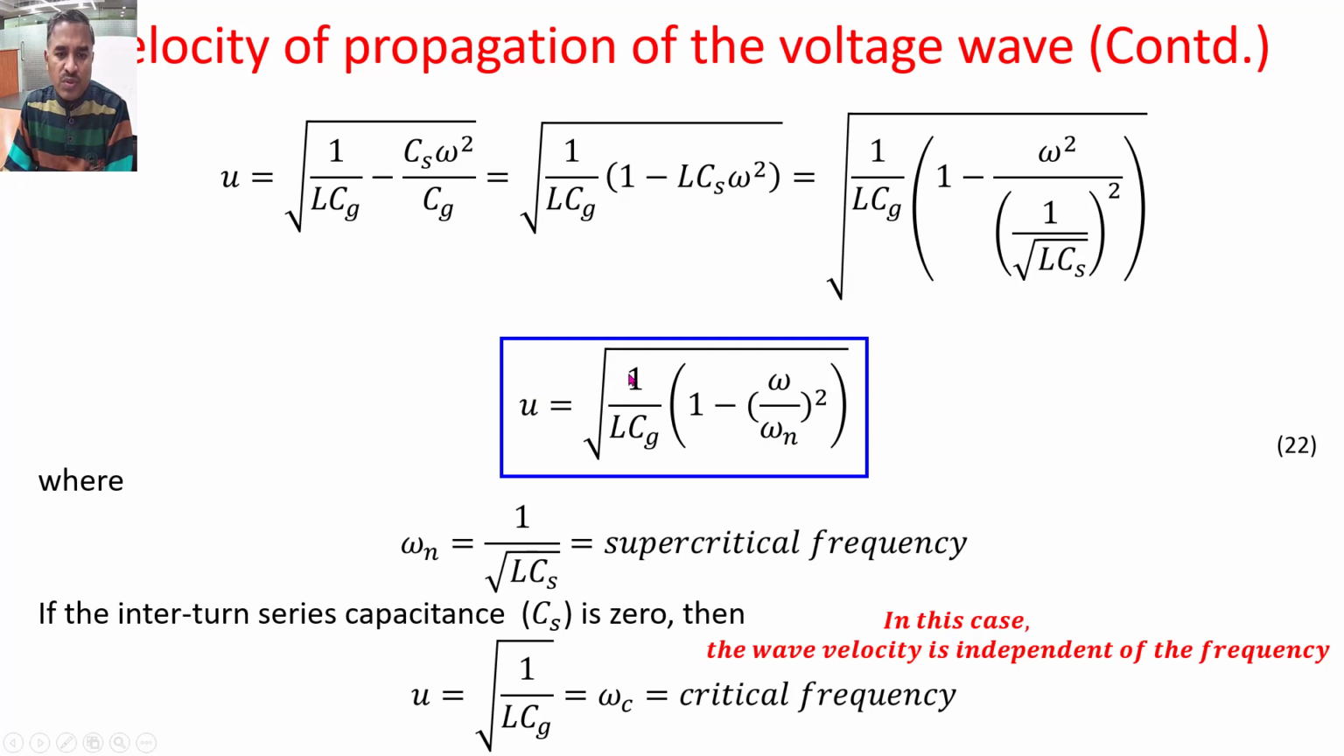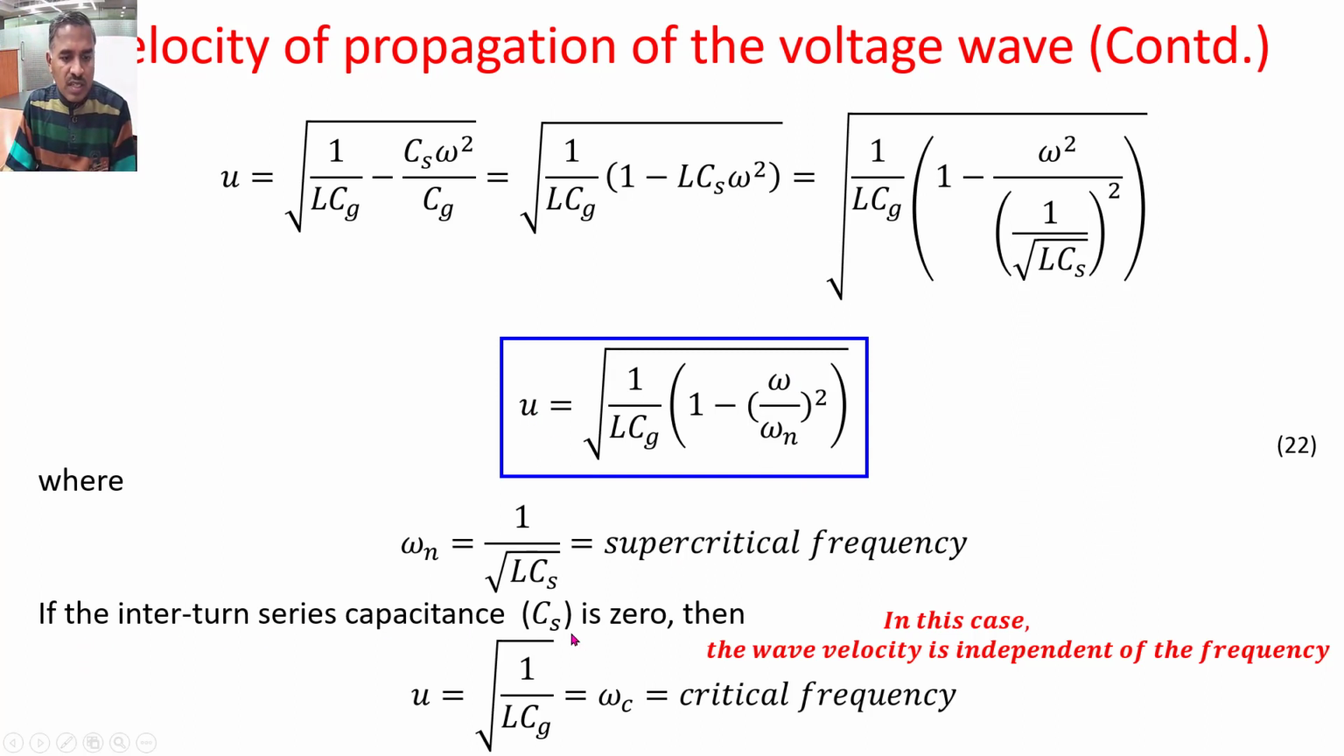So U equals root of 1 by LCG into 1 minus omega by omega n whole square. In fact, omega n is defined as the supercritical frequency, so this is important. Now, for different values of omega, we will see what happens to this velocity of propagation.